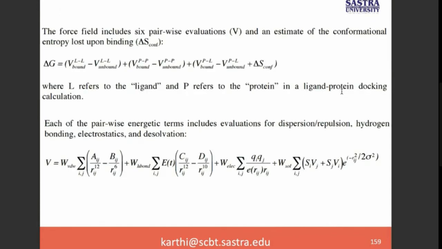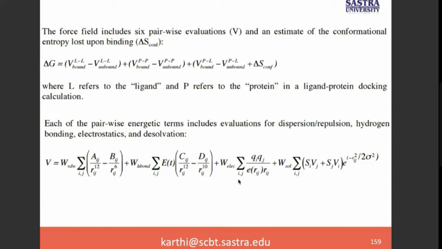So this is the one which is implemented in AutoDock, right? So what is the scoring function? How do they calculate the score? This is the formula that is used in AutoDock. Delta G is equal to V bound minus unbound for the ligand-ligand term, plus V bound minus unbound for the protein-protein term, plus V bound minus unbound for the protein-ligand term, plus delta S conf, right? Here the L represents the ligand molecule and P represents the protein molecule in a ligand-protein docking calculation. So it calculates the pairwise energetic terms. There's a lot of expression. What is V here? This is an expression for V. You can see how complicated it is, right?